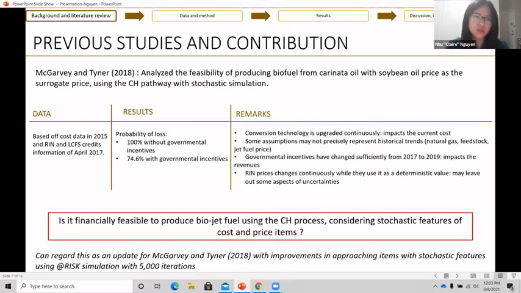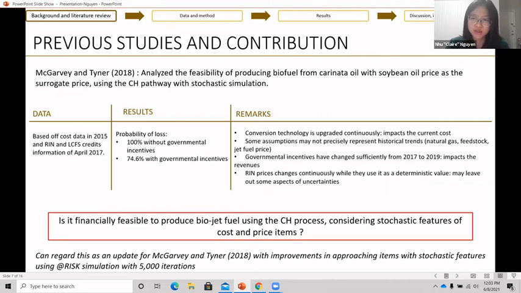So it means that they use only one value of green and one value of LCFS. And in their study, the probability of loss is 100% without any governmental incentives, so without green and LCFS, and at best around 75% with government incentives, and that is with an nth brownfield with learning curve.